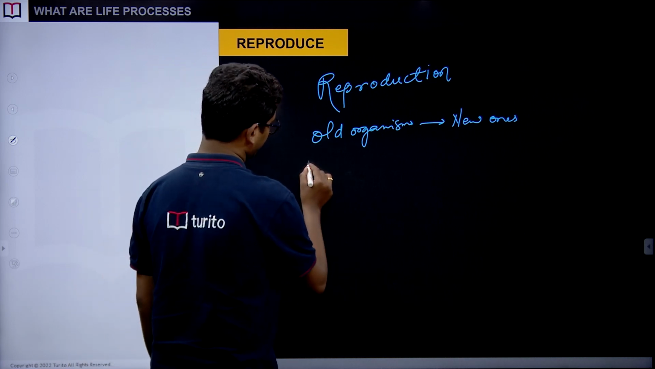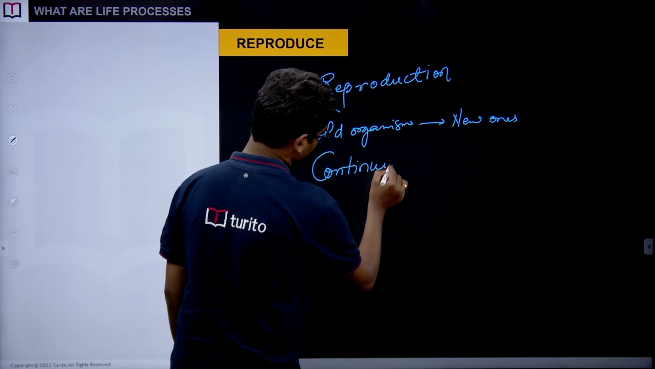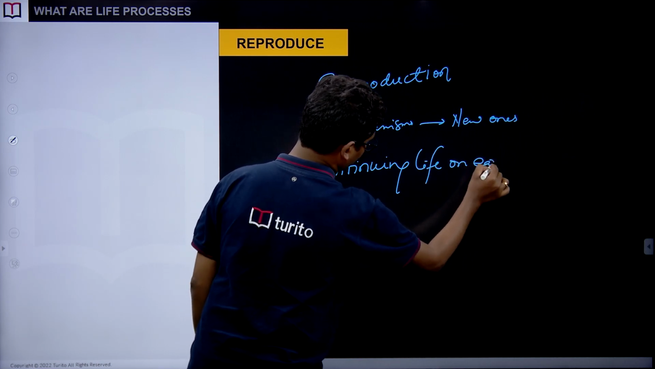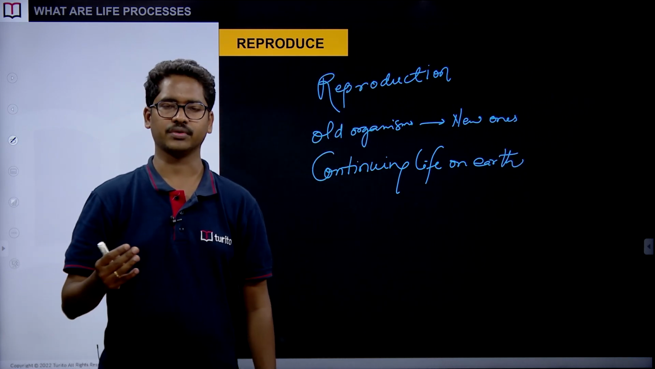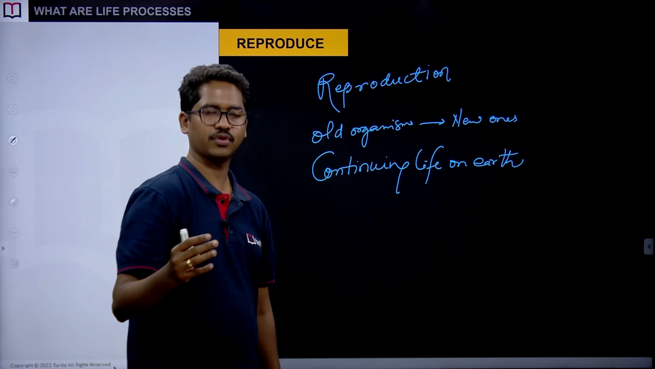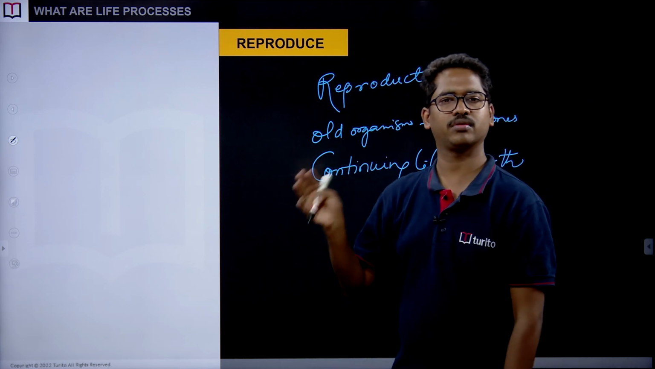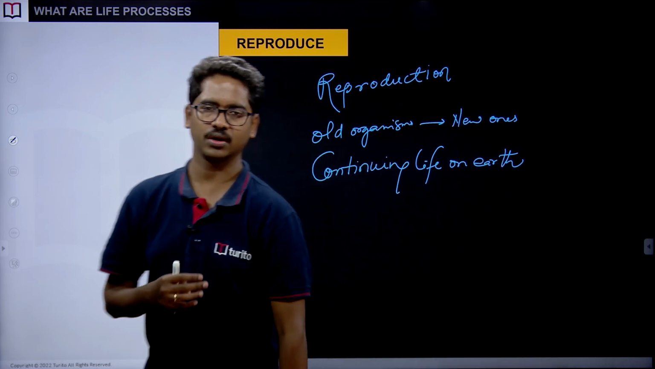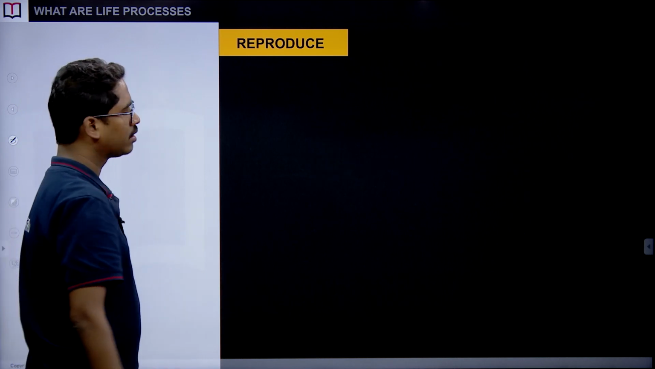So what is happening here is basically it is actually helpful in continuing life on earth. So that continuity here, if you want life on earth, this is one of the most important life processes that is to be conducted by the organisms. So you have to understand that. Hope you understood this. It's quite simple to understand. So that is the importance of reproduction.